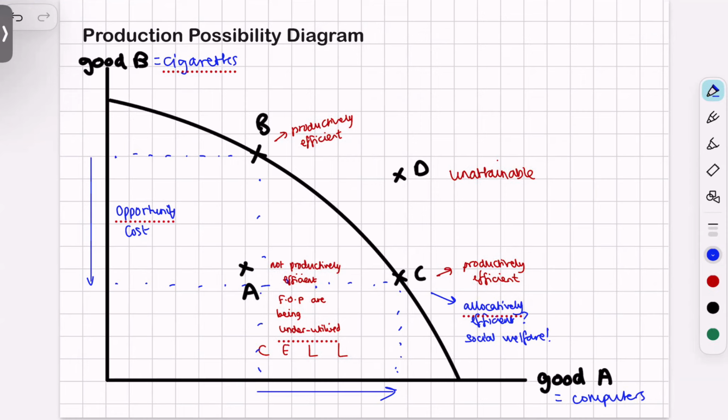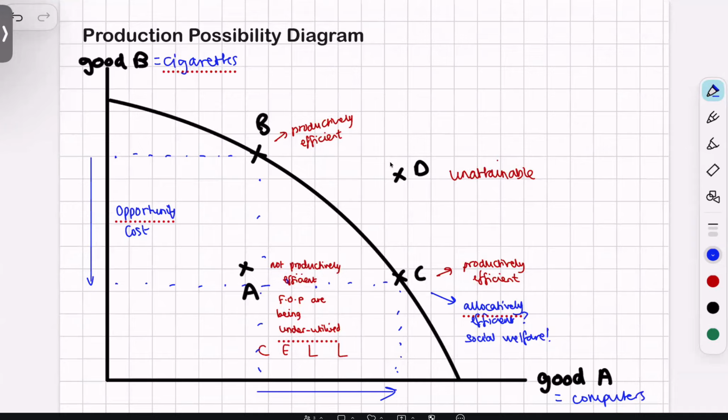Remember, the basic economic problem is unlimited wants, limited resources, as shown by the PPF. And finally, both point B and C might not be allocatively efficient because society's welfare might not be maximized depending on what good or service is being produced. Happy with that? Yeah. Perfect.